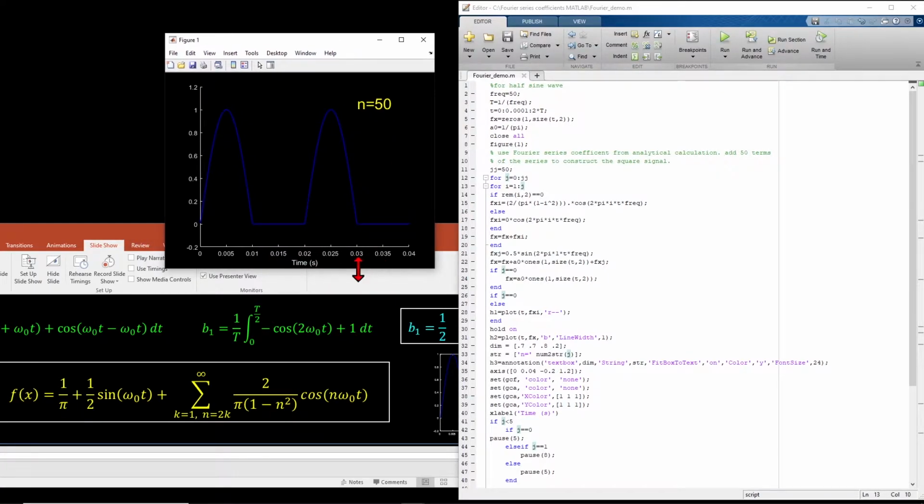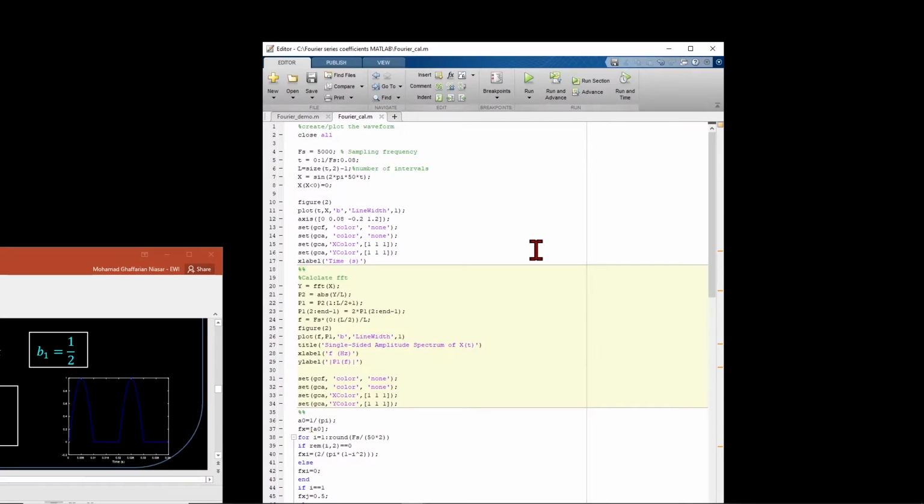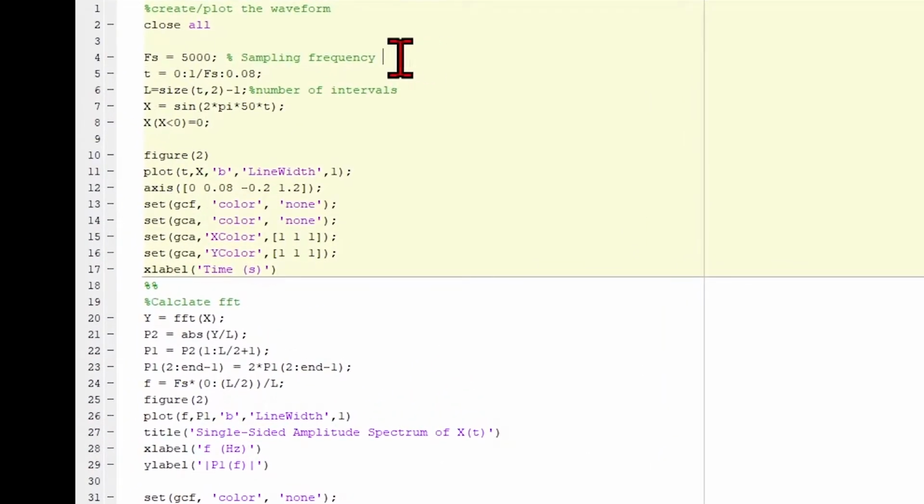All right, so let us stop this excitement and we continue with our tutorial, and that is calculating these coefficients now with FFT of Matlab. In order to calculate FFT, first I'm going to create a signal. I select the sampling frequency of 5000. This is the time vector from 0 to 0.8 seconds, and the step is 1 over fs. Then we calculate the number of intervals, which is basically the size of t minus 1. And then we create the waveform, sine omega t, where omega is 2 pi f. Frequency I selected 50 hertz here. And whenever the values are below 0, I set it to 0 so that we can create our waveform.